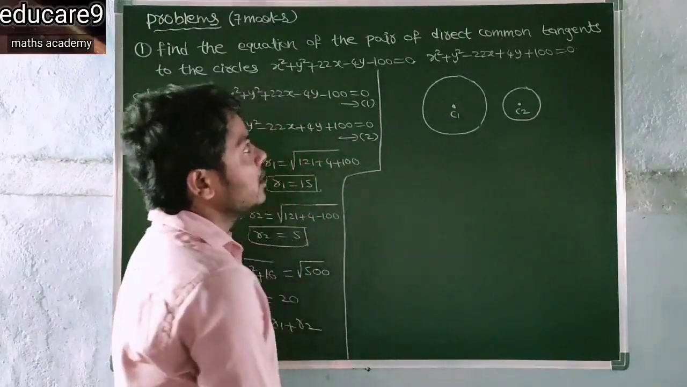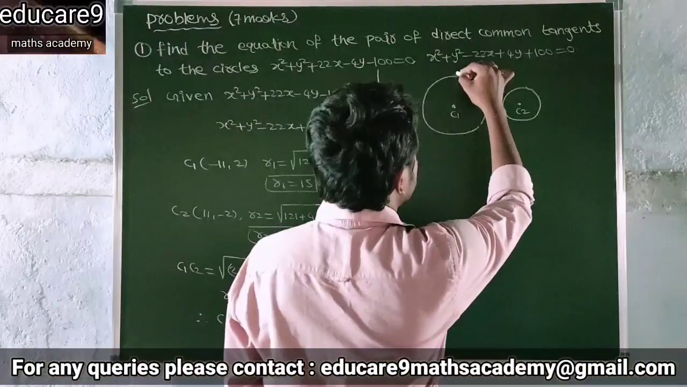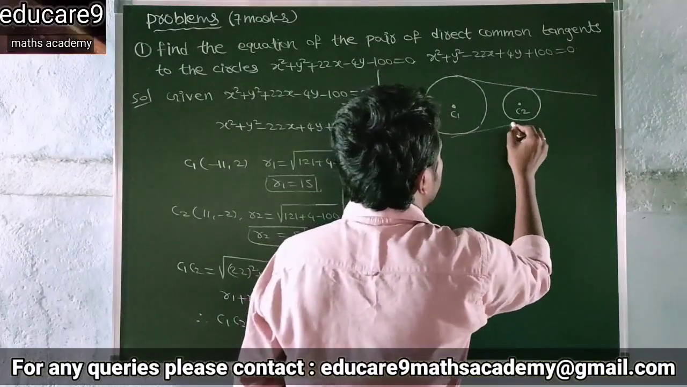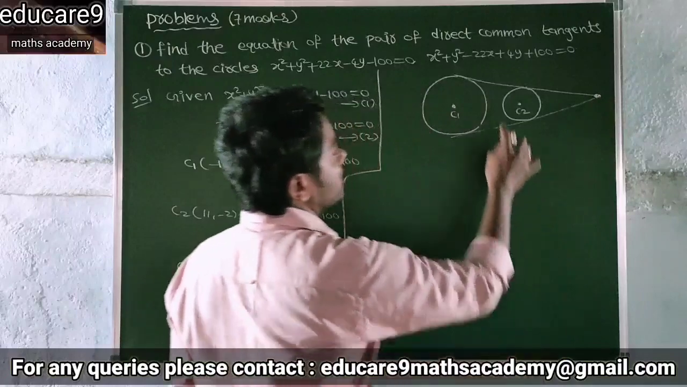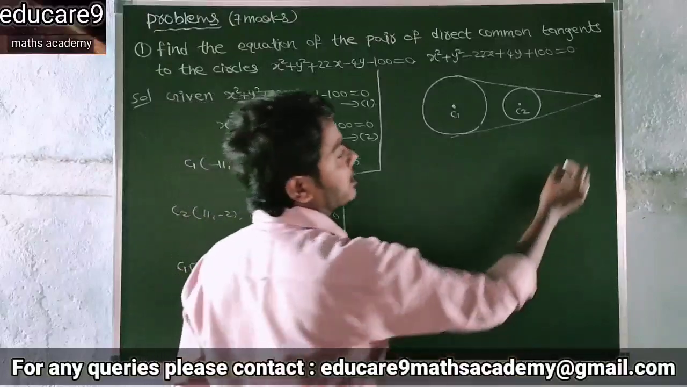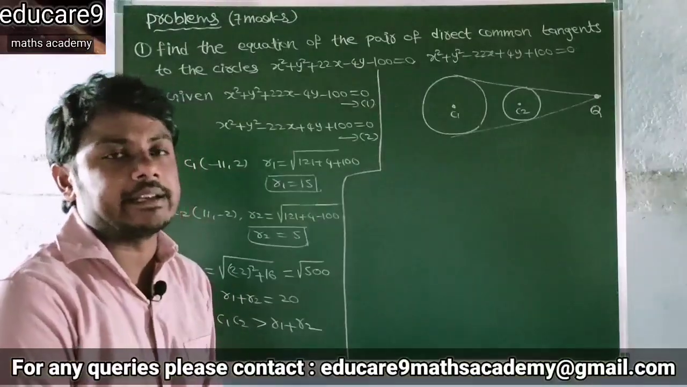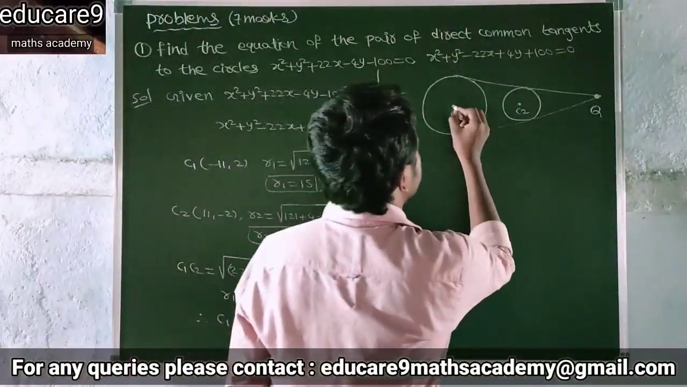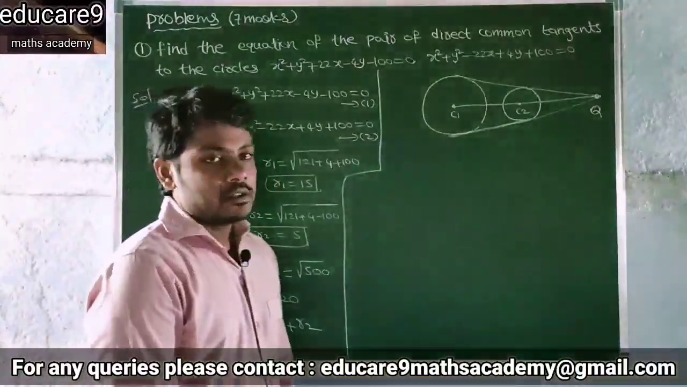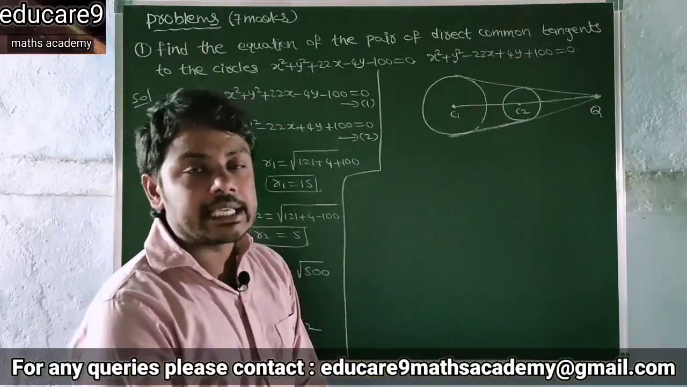Here you need to find the equation of the direct common tangents. So you need to find these tangents. So these are the direct common tangents. These tangents intersect at point Q. So that point is called the external center of similitude, and join C1 C2 Q. Then clearly Q divides C1 C2 in the ratio R1 is to R2 externally.